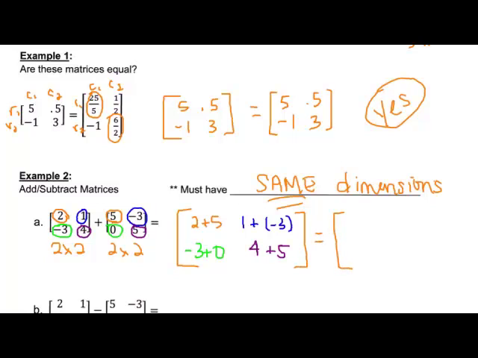So we have 2 plus 5, which is 7. -3 plus 0, which is -3. 1 plus -3, which is -2. And 4 plus 5, which is 9. So our answer is this matrix right here. So again, they have to have the same dimensions in order to add and subtract them, and then we just add or subtract the corresponding positions.